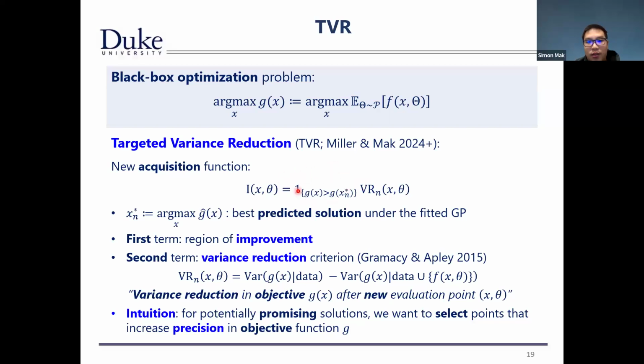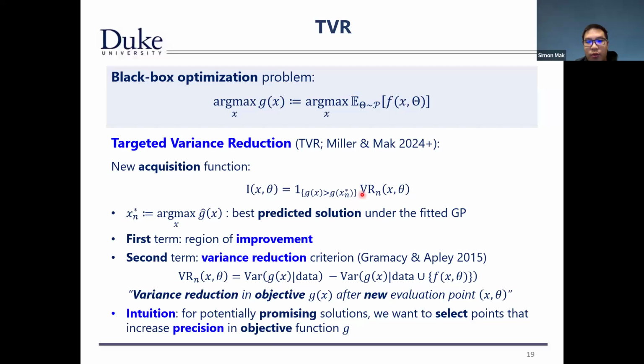Let's look at this first term, and in particular this xn star. xn star is defined as the argmax of g hat. Remember, g hat was our posterior prediction of our objective g. You can view this as our best predicted solution under the fitted Gaussian process, the predicted optimum of this optimization problem.